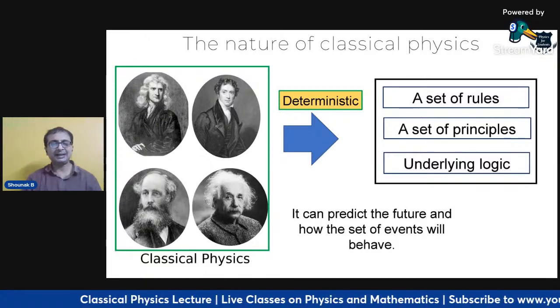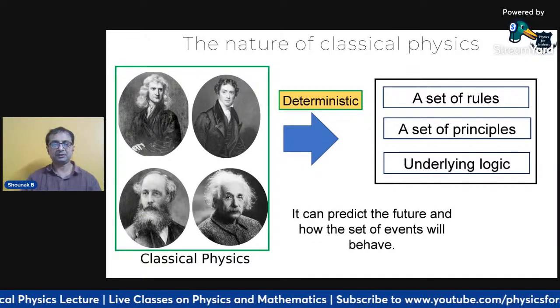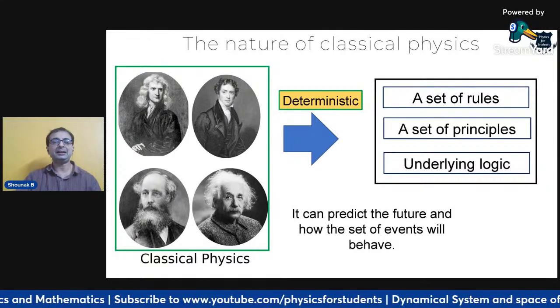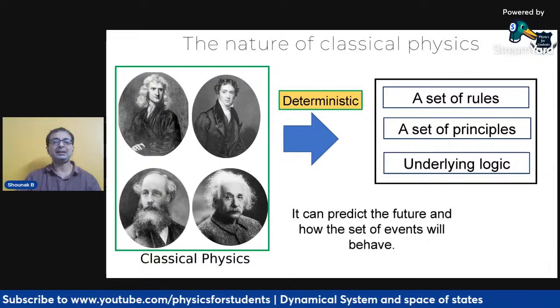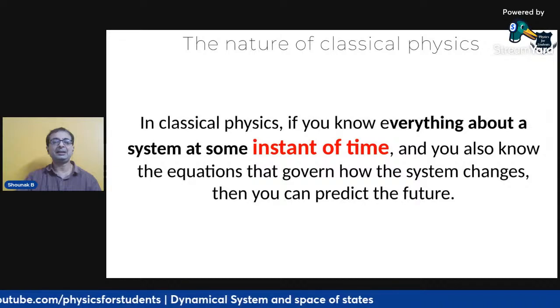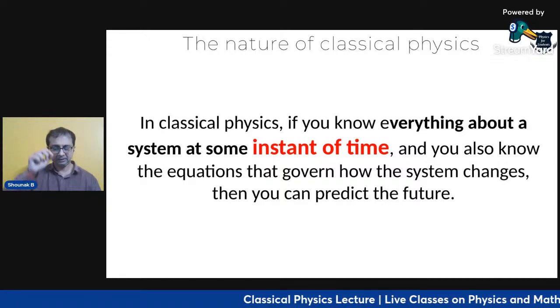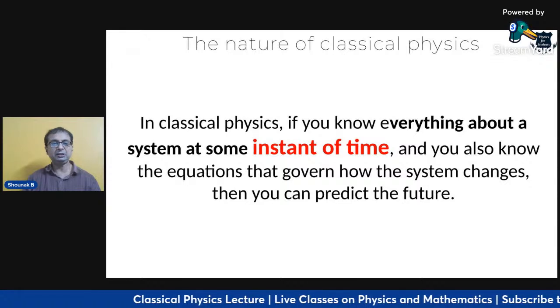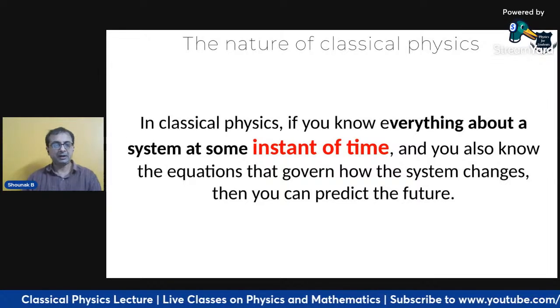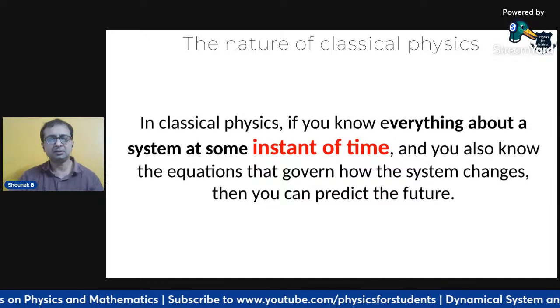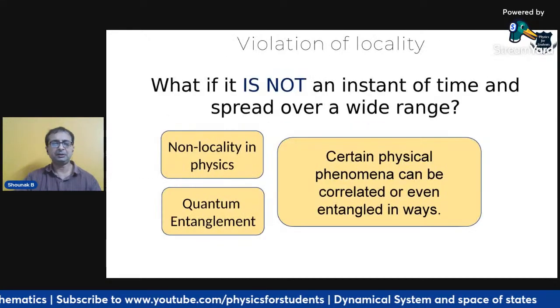We also saw that classical physics consists of a set of rules, a set of principles, and an underlying logic behind it. Basically, if I know everything about a system at some instant of time, say right now, for example 9:18 p.m. today here in India where I'm sitting, then I can predict, and there is a set of rules which will govern what will happen in the future.